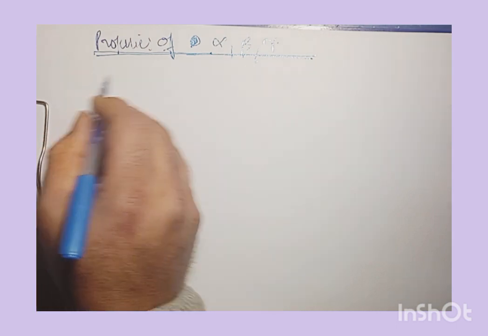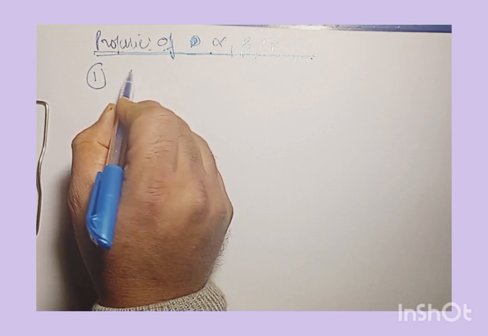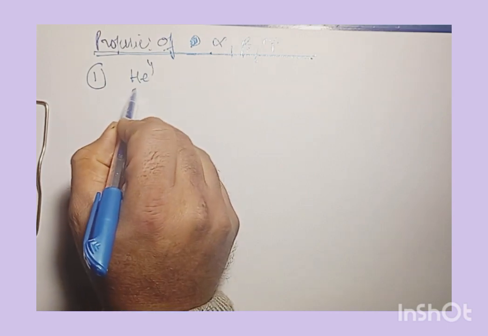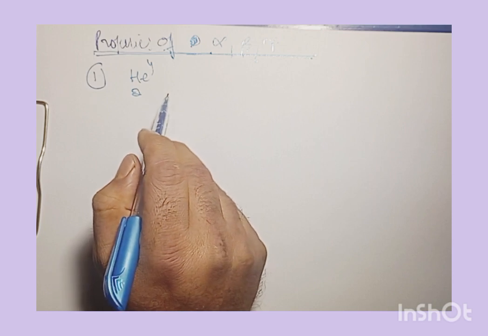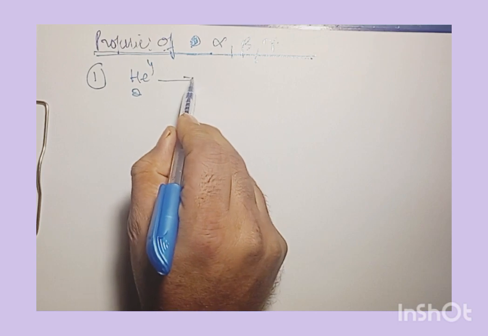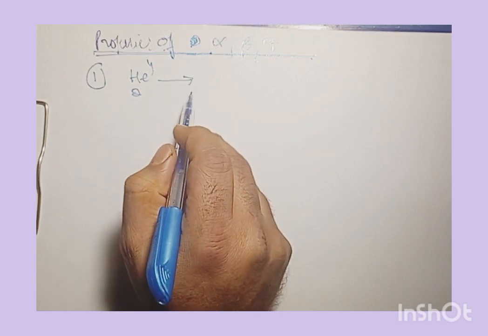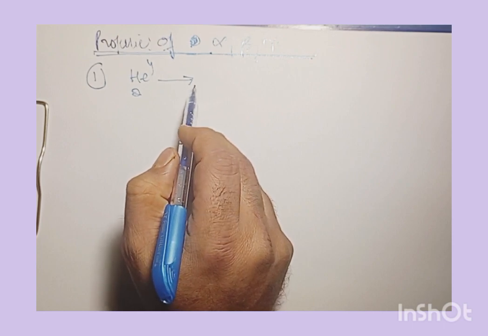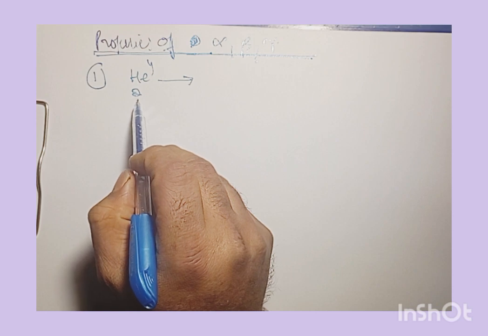Now, talking about the alpha particle, it is He-4-2 which has lost two of its electrons. So this alpha particle is equivalent to helium 4-2, which is a doubly ionized helium atom consisting of two protons and two neutrons.